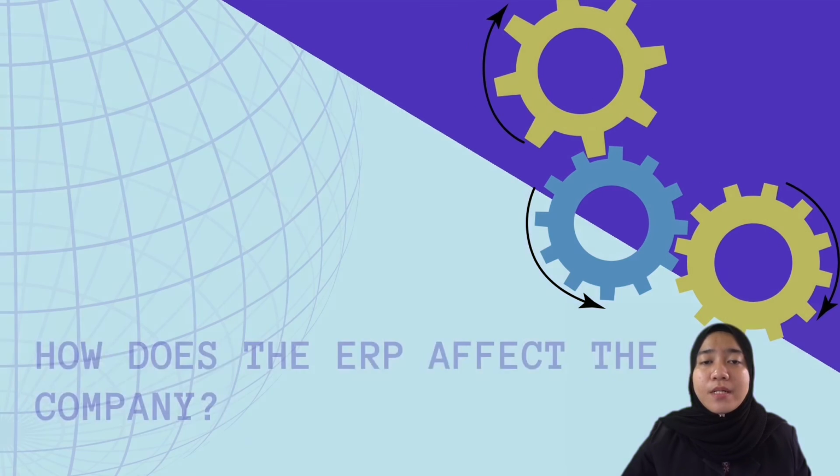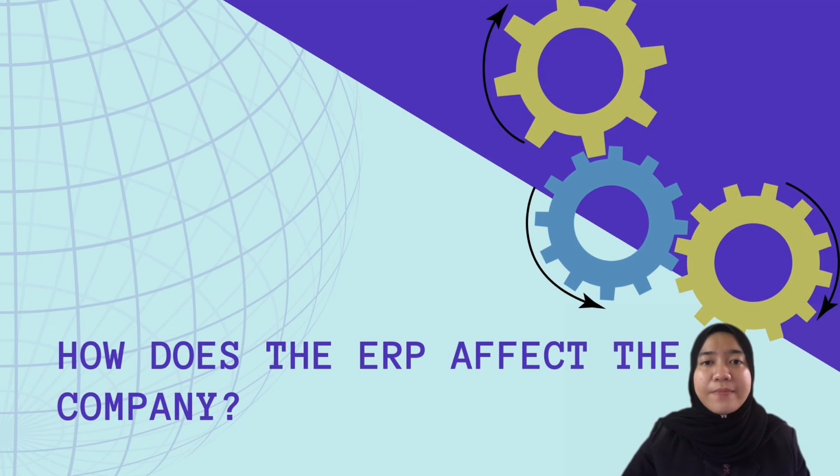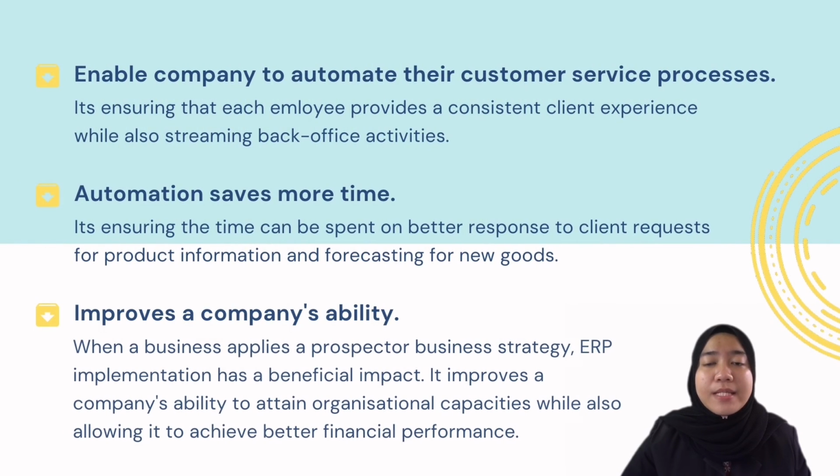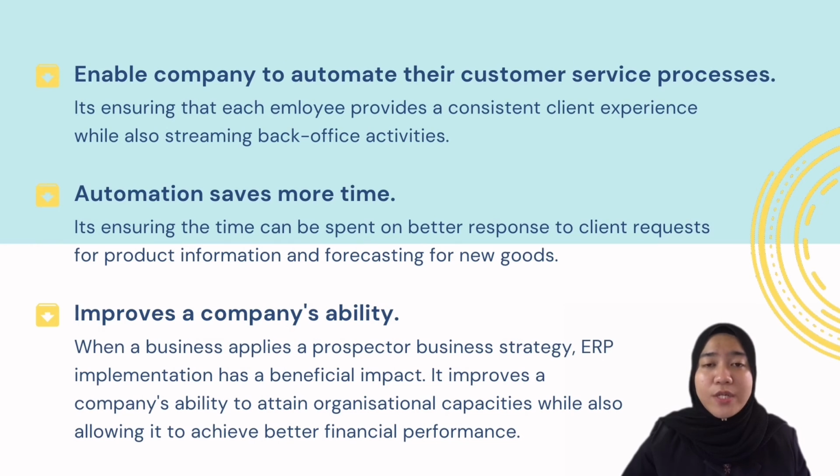Next, I will proceed to how ERP affects the company. Using an ERP system can be a major benefit for companies looking to streamline their customer service experience. ERP enables firms to automate their customer service processes, ensuring that each employee provides a consistent client experience while also streamlining back office activities. Next, automation saves more time, which may be spent on better response to client requests for product information and forecasting for new goods.